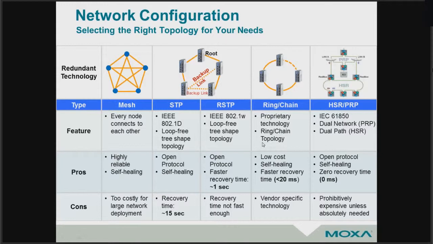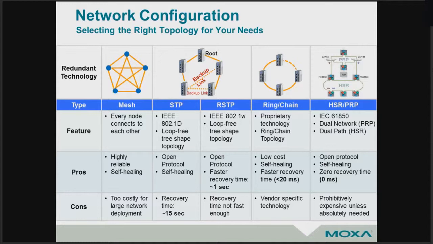So for most industrial networks, you're likely to choose a topology that supports some type of redundancy. And this will allow the network to recover and keep operating if you lose a network link or an individual device. So here are 4 of the common topologies worth considering and the pros and cons of each.